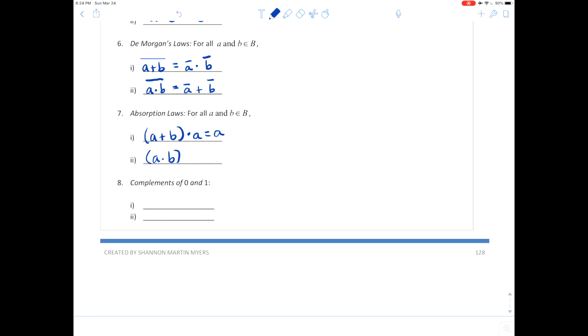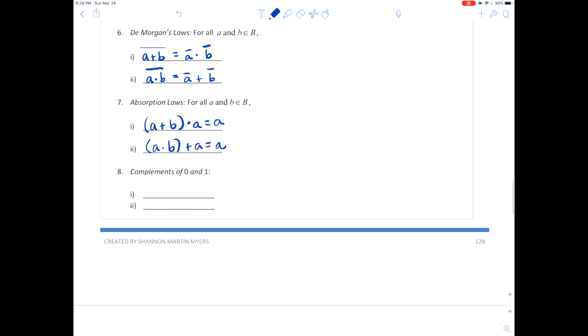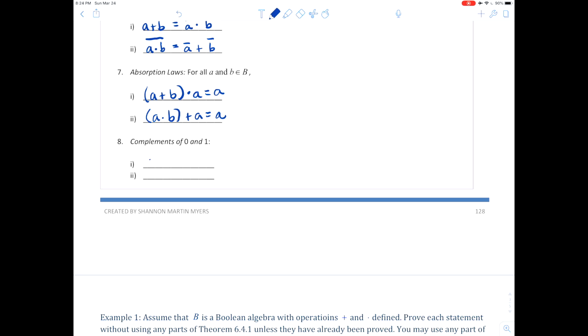A and B or A is equal to A. Complements, so if you have not 0, you're going to have 1. If you have not 1, you're going to have 0. Cool? All right, so here's a few examples.